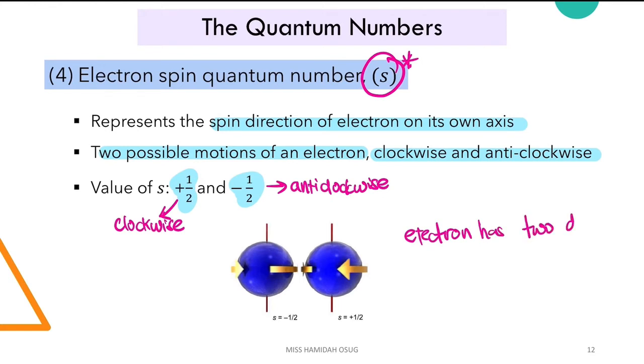Okay, so if we represent it using arrows, one arrow is upward and one arrow is downward. So the upward arrow will represent the clockwise motion, while the downward arrow will represent the anti-clockwise motion.